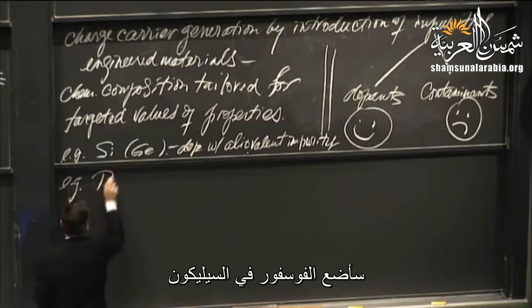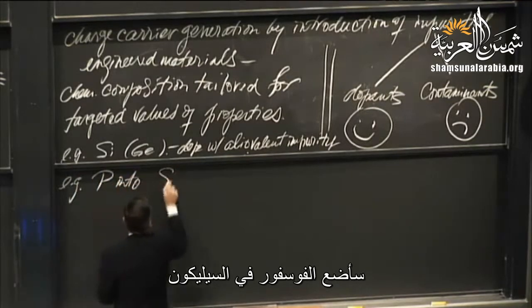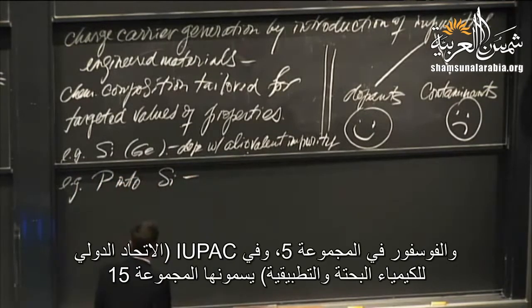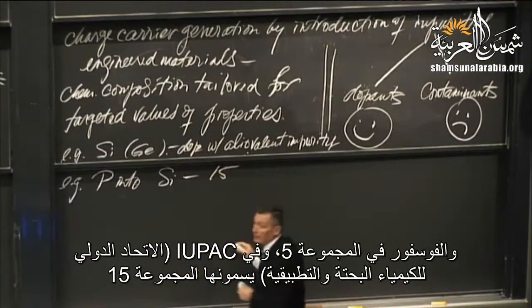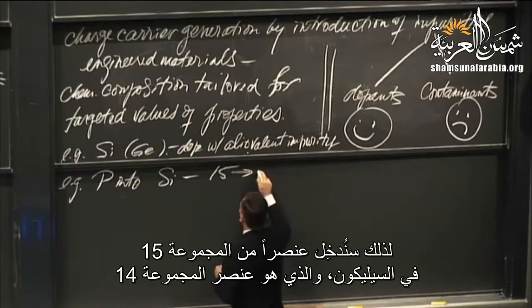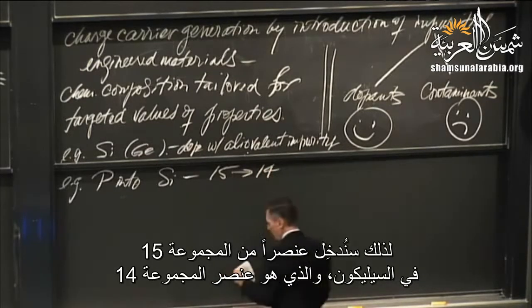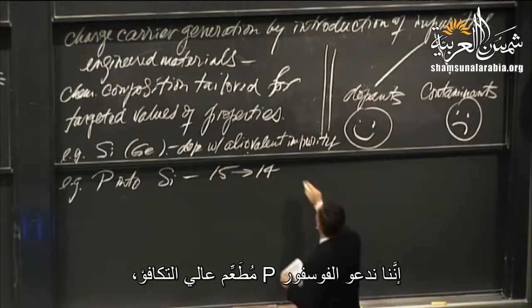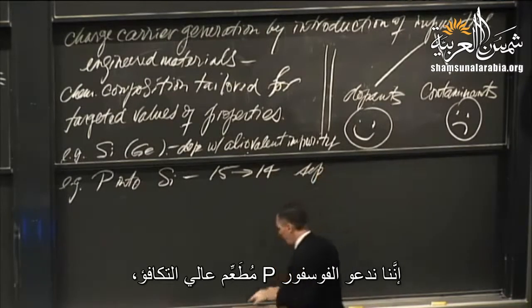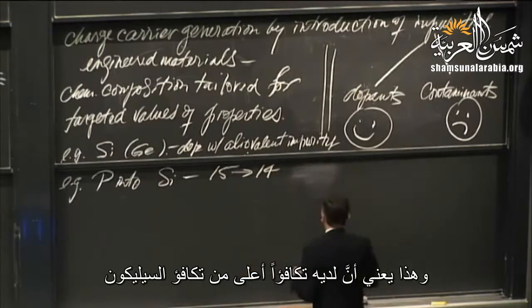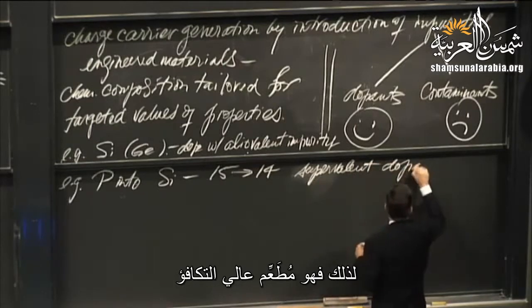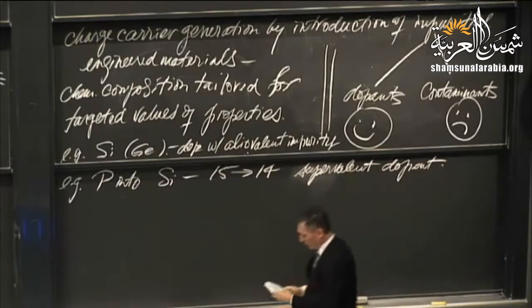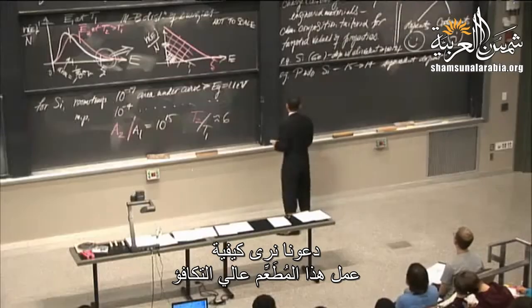So let's look at the simplest example. I'm going to dope phosphorus into silicon. Phosphorus is group 5, or more properly, IUPAC calls it group 15. So we're going to put a group 15 element into silicon, which is a group 14 element. So we call phosphorus a supervalent dopant, meaning it has a valence higher than that of the silicon.